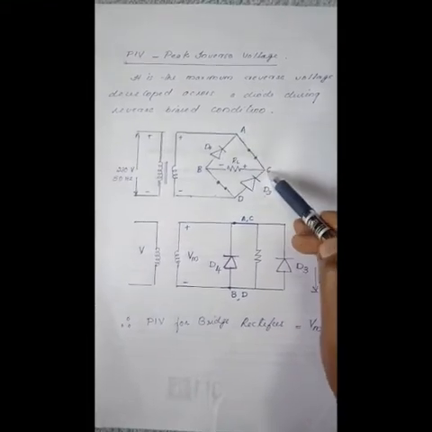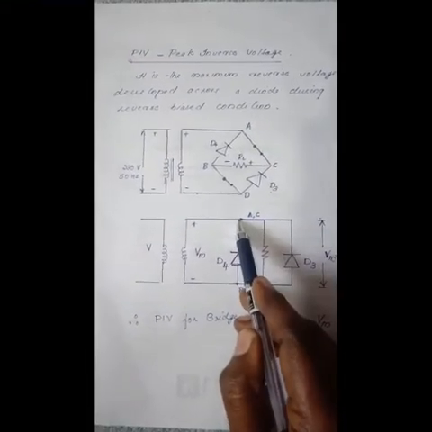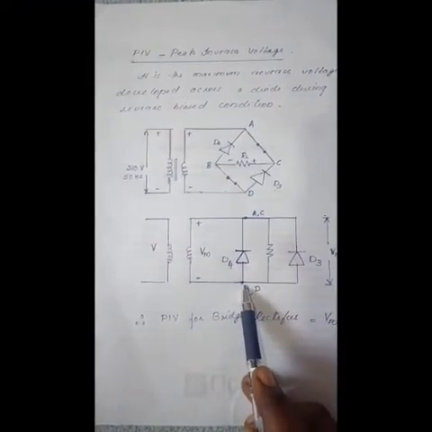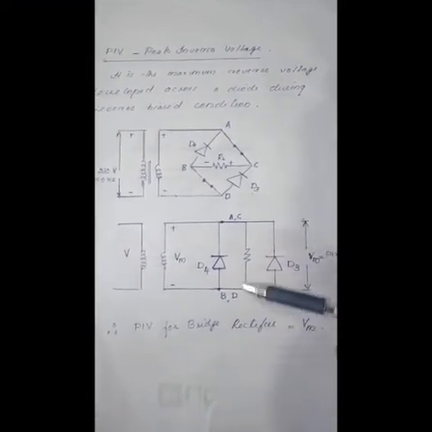Since A and C are shorted, they are at the same point. Similarly, B and D are shorted, they are the same point. So the same diagram I have redrawn like this.